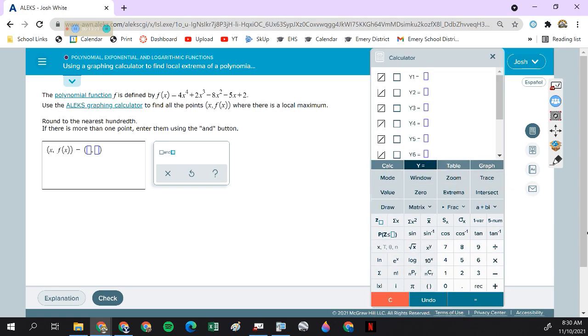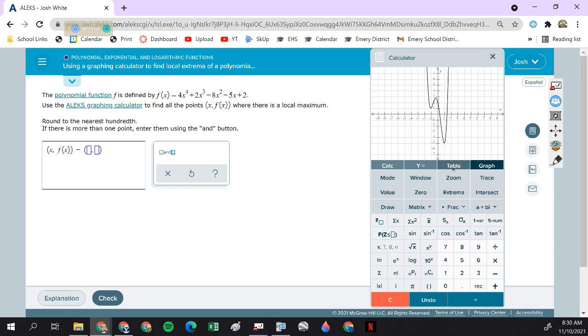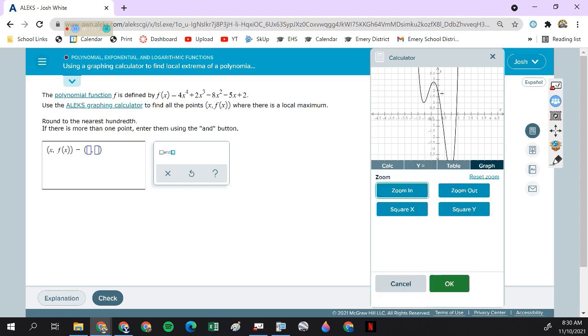So we need a new function. 4x... I wonder if it will let me do this. Oh, it's not letting me type at all. 4x to the 4th plus 2x to the 3rd minus 8x squared minus 5x plus 2. Okay, push graph. And then if I want to, I can zoom in again, find that value right there.